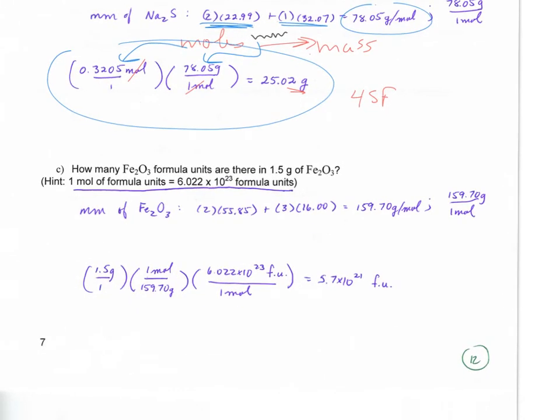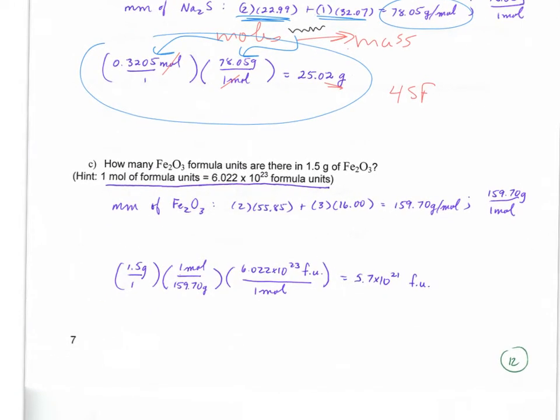And in this one, notice I am going to use Avogadro's number, so let's take a look. It says how many Fe2O3 formula units are there in this mass of the compound. So here I have a hint: 1 mole of formula units is equal to 6.022 times 10 to the 23rd formula units. So this is one of those where we're going to go from mass to moles, using what? The molar mass. And then we're going to go from moles to formula units using Avogadro's number.